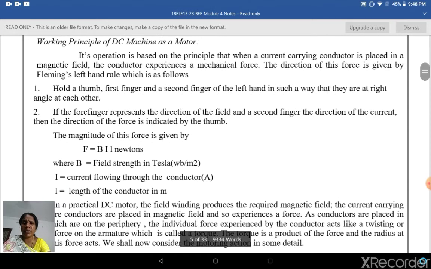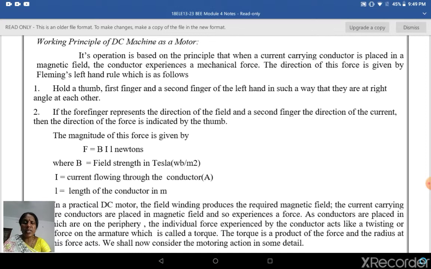The operation of a DC machine is based on the principle that whenever a current carrying conductor is placed inside a magnetic field, the conductor experiences a mechanical force called torque. Previously, for the DC generator, a conductor was rotated inside a magnetic field, but here the current carrying conductor is placed inside a magnetic field. The direction of this force is given by Fleming's left hand rule.